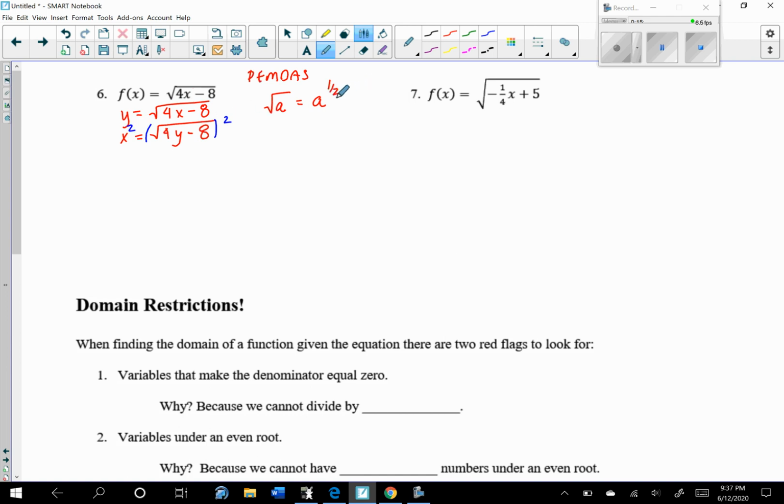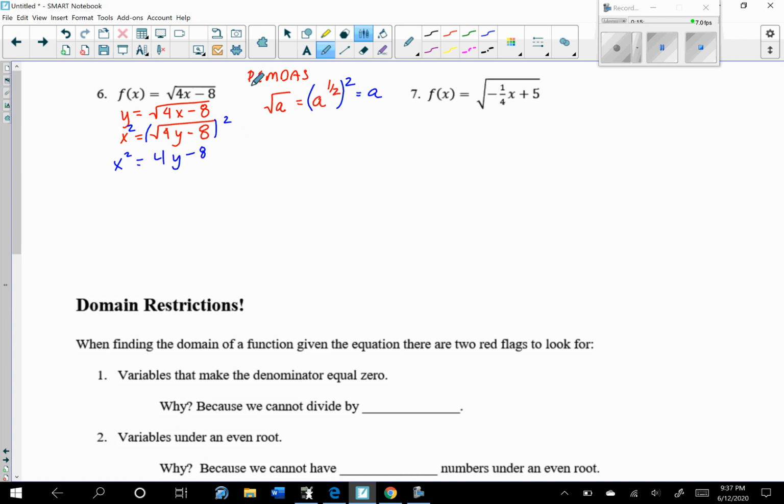And that makes sense because if you think about it, if you square both sides, this is really saying you have 1/2 times 2, and what's 1/2 times 2? It's equal to 1, so that would give us a 1 if we were to do that. And so going back over here, we have x squared equals 4y minus 8.